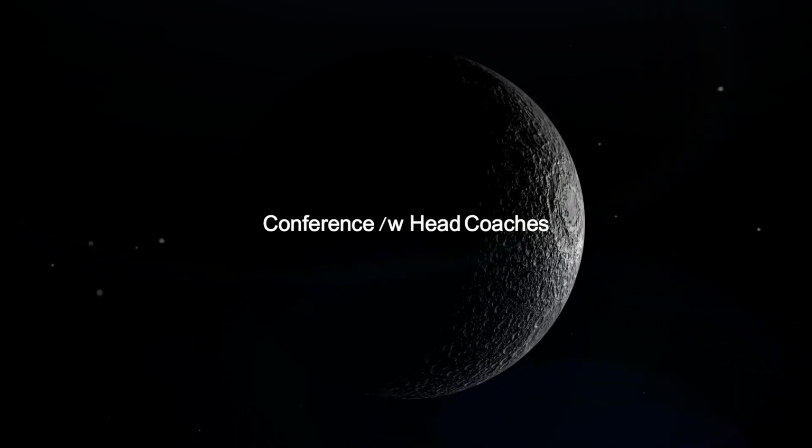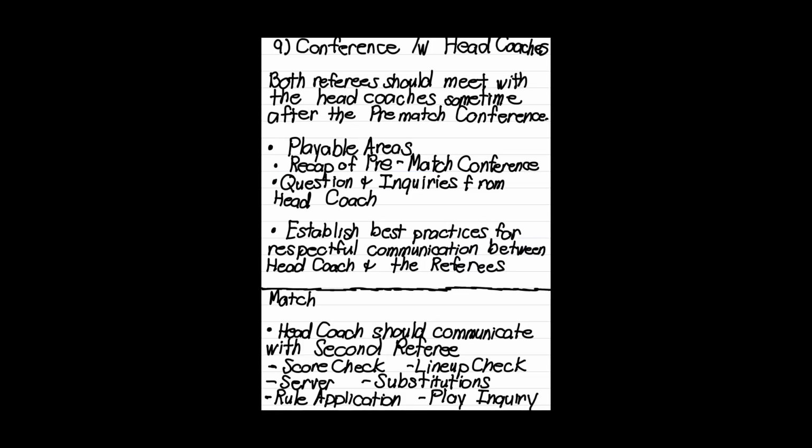Now let's talk about conferences with head coaches. Both referees should meet with the head coaches sometime after the pre-match conference to discuss playable areas, recap of the pre-match conference with the roster captains, questions and inquiries from the head coaches, establishing best practices for respectful communication between the head coach and the referees. And in the match, the head coach should communicate with the second referee. Things that the head coach can inquire about are score checks, lineup checks, the correct server, substitutions, play inquiries, and rule applications.